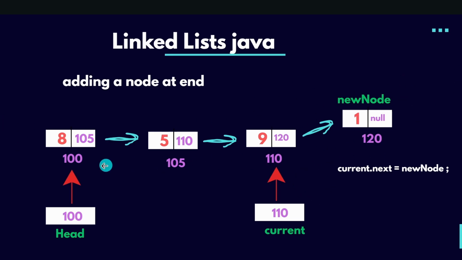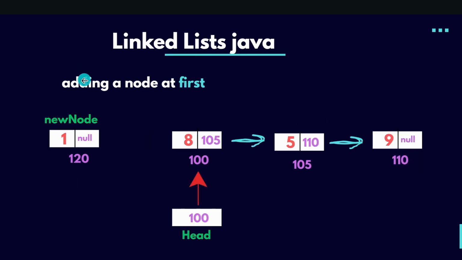So now you have a single straightforward linked list where all the elements have been added. After that, what if you want to add a node at the first? In this case, what you need to do is just keep this linked list aside. With the help of this head and new node only, we are going to have some magic.